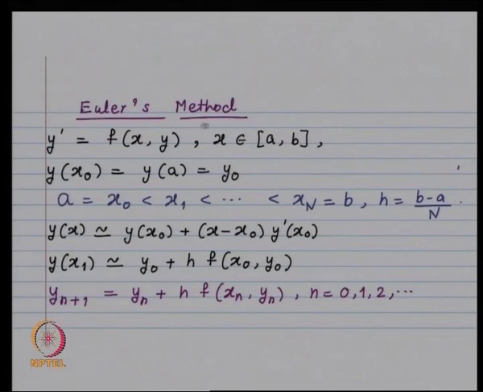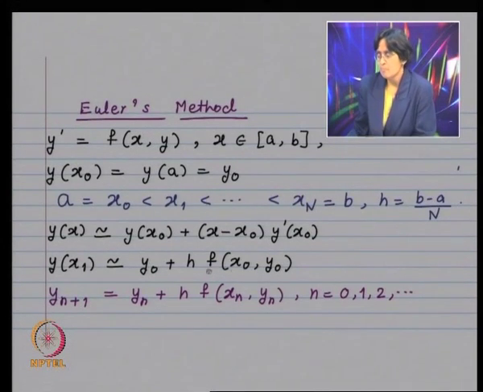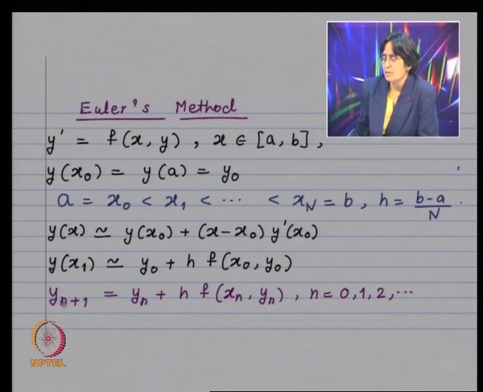So, here is the Euler's method. y x is approximately equal to y x 0 plus x minus x 0 times y dash x 0. So, that gives you y x 1 approximately equal to y 0 plus h times, substituting for y dash, f of x 0 y 0. This y x 1 is an approximation, so I call it y 1. So, y 1 is equal to y 0 plus h times f of x 0 y 0, and then you define similarly y n plus 1 is equal to y n plus h times f of x n y n, n is equal to 0, 1, 2 up to capital N minus 1.